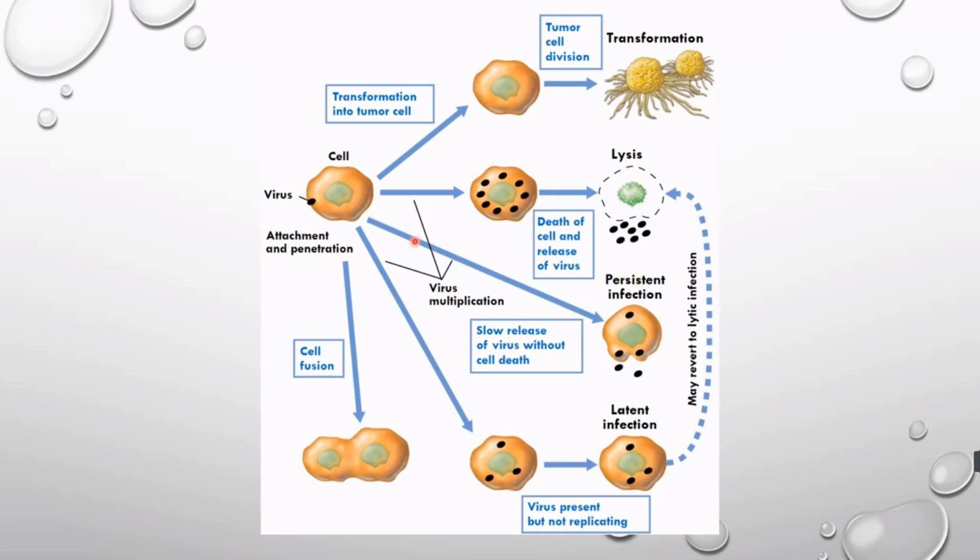So we have scenarios where we can have a persistent infection, where you have the slow release of the virus without cell death. So here we have a scenario where we have a cell that is not being lysed, that's continually producing very, very slowly amounts of virus. So that's what we call our persistent infection. Another avenue is right here, cell fusion. Some viruses can actually cause the fusion of cells together.